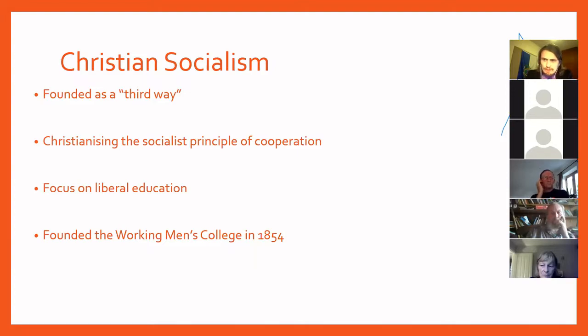There's lots of issues with that for many reasons, but it's based on this broad concept of the Christianizing of the socialist principle of cooperation. They're trying to encourage, it's wonderful. It focuses on liberal education, and liberal education is, for lack of a better word, education for education's sake.